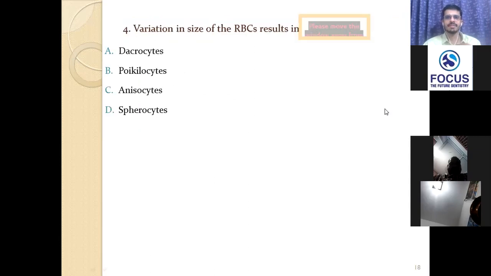Good. Variation in the shape or size of the RBC results in... Size of the RBC is anisocytes. Isocyte means similar size. Anisocyte means variation in size. Variation in shape is called poikilocytes. Variation in size is called anisocytes. Variation in shape is called poikilocytes.